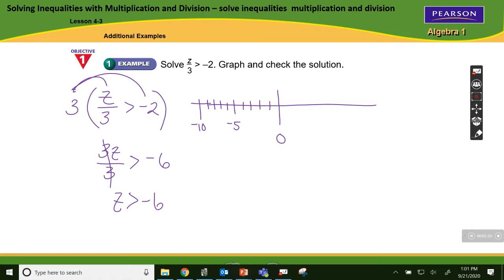So we want to graph z is greater than -6. We have no equal sign, so we're going to do an open circle to exclude -6. And we want to show that it is greater than -6, so we shall point it to the right-hand side.